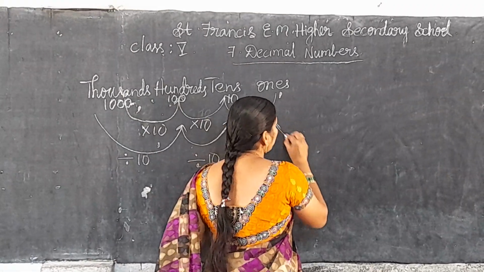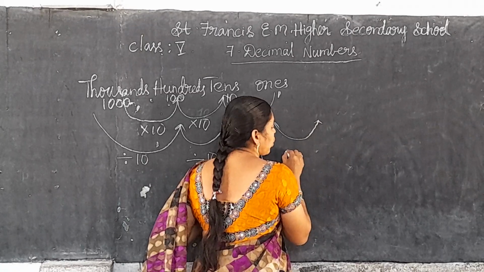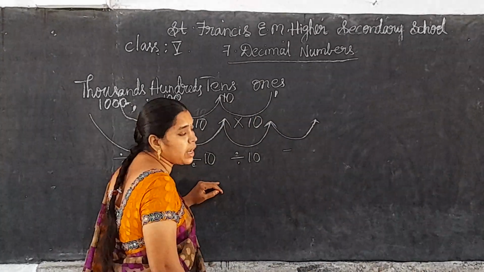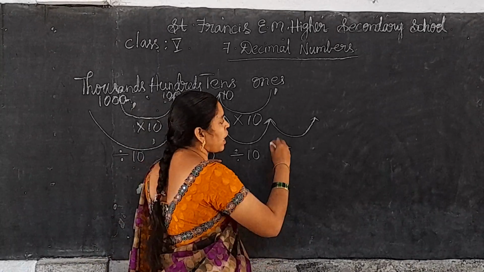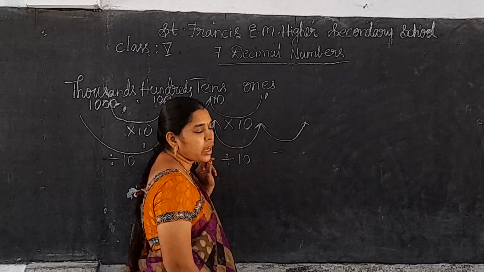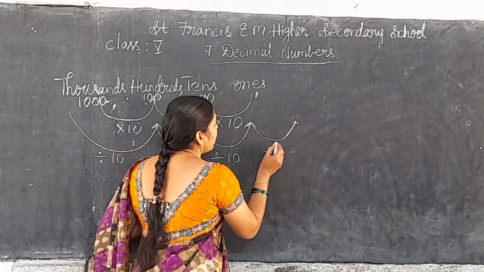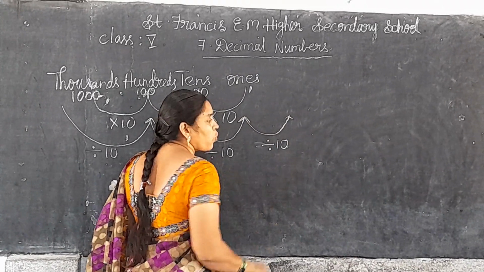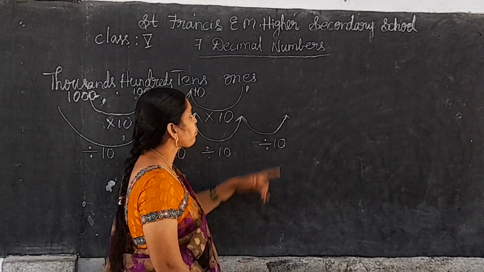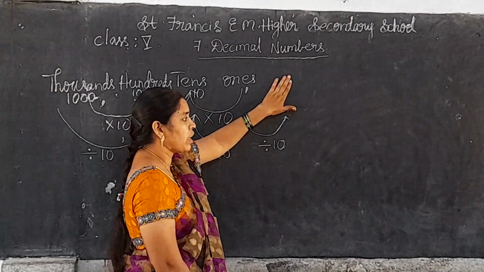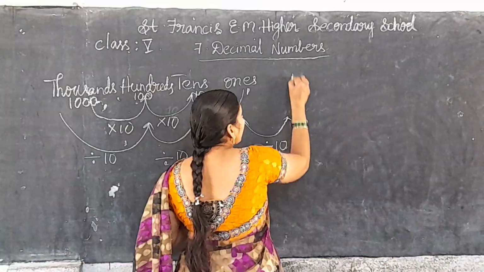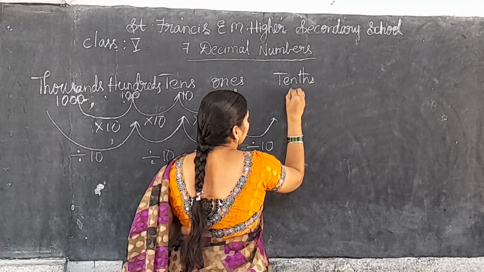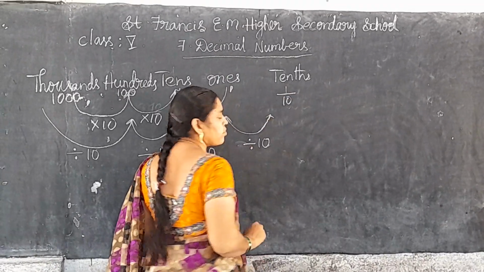Ones place value to the next place. What do we have to do? That means moving left to right, you should divide by 10. The next place value on the right will come. Again you should divide the ones place value, 1, by 10. A new place value will come. That is tenths. Tenths place value, that is 1 by 10.